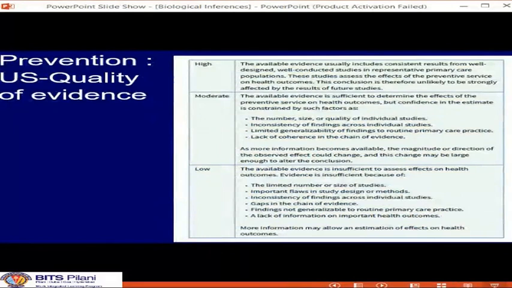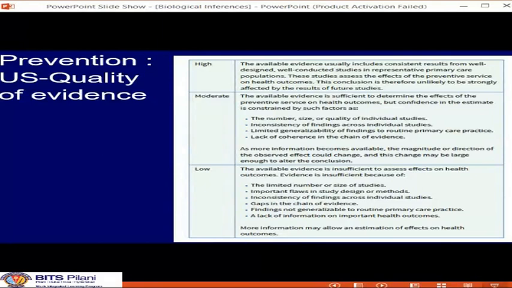So, for example, these are some tables taken from the US Preventive Services. One is high quality evidence. The available evidence indicates consistent results from well-designed studies representing primary care populations. These studies assess the effects of preventive services on health. The conclusion is unlikely to be strongly affected by future studies.